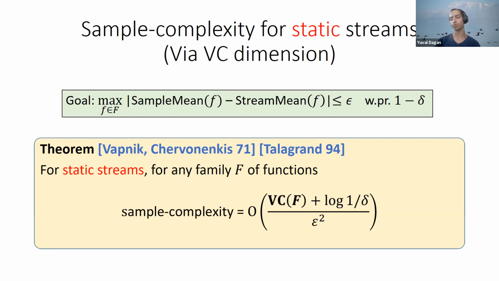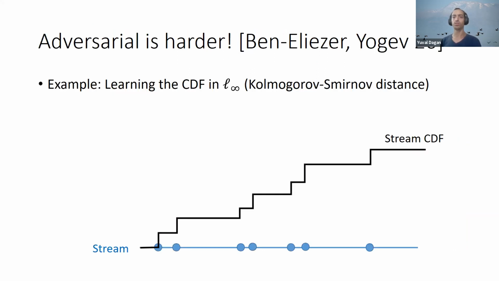And this just follows from standard learning theory analysis, because the sample here is just a random subset of the stream. So once we've said that for the static case, VC dimension is enough, now let's ask what can be done in the adversarial case, or whether the adversarial case is in fact harder or not.